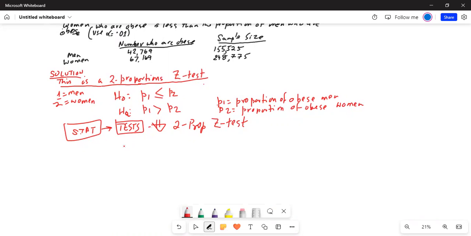So in 2-prop-Z test, the first line is X1. Remember, 1 is men. Number of successes in men who are obese. Here, success is obese, which is 42,769. So type in 42,769. Okay, N1 sample size for men is 155525. Then X2 is 67,169. And N2 is 248775. So X2 is the number of successes in women who are obese, 67169, and N2 sample size of women, 248775. What is my alternate hypothesis? Greater than P2. So in the fifth line, bring the cursor on greater than P2 and hit enter.